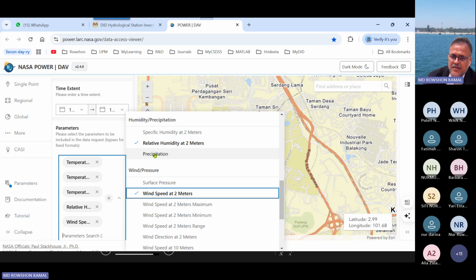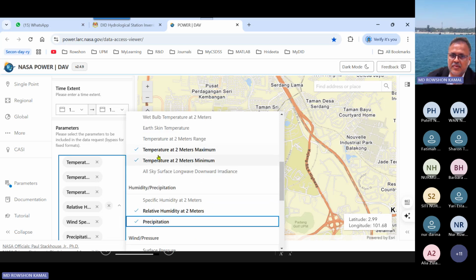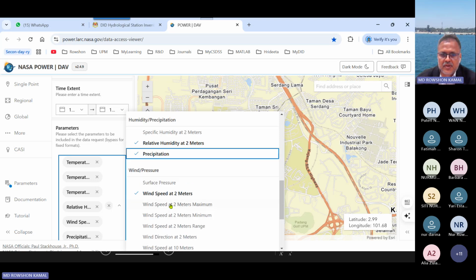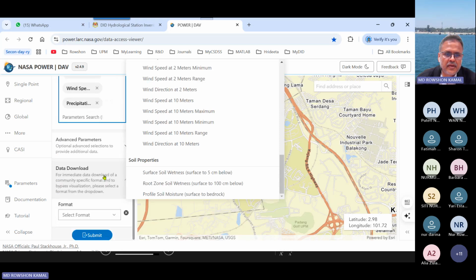Then choose the rainfall. So our data selection is done. You can see here temperature maximum, minimum, relative humidity, wind speed, and the data will come in the sequence that I clicked, based on my clicks. If you want soil moisture content or those, I think we don't need this one.